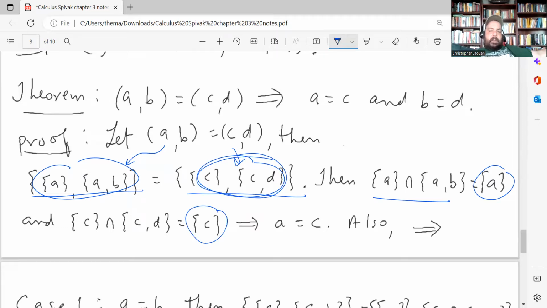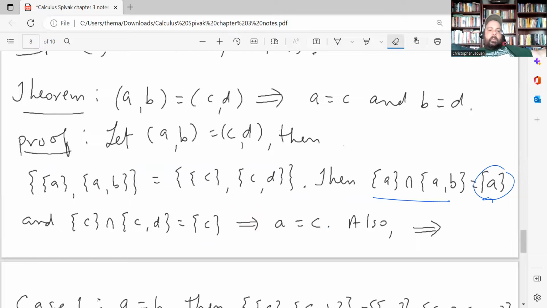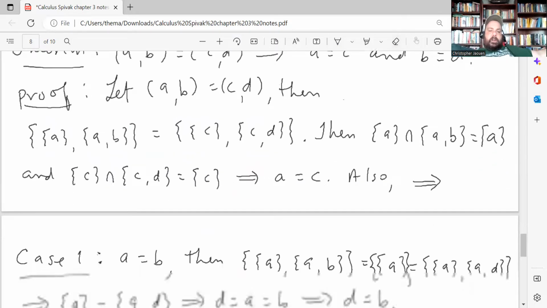And since both of these are the unique element of those sets that are the intersection of the two, this has to be equal to that, which means that the elements are equal. So A equals C. And then we just have to show that B is equal to D, and he does that in two parts.